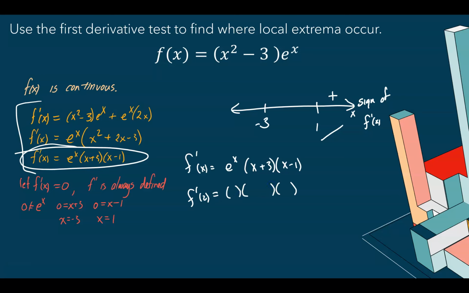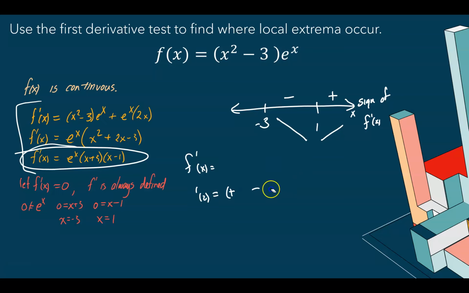So most people will choose the input 0 in between negative 3 and 1, but let's use negative 2. It's just as easy. e to the power negative 2 is positive. Negative 2 plus 3 is positive. And negative 2 minus 1 is negative. So we get a negative overall, and f decreases from negative 3 to 1. All right, get the hang of it.